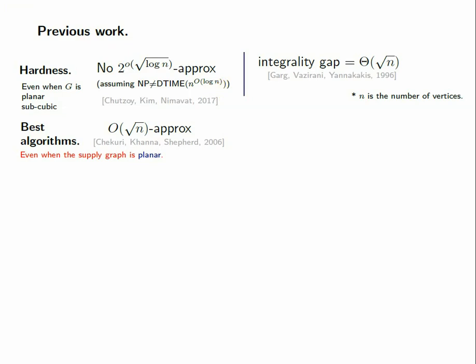One other difficult aspect of this problem is that the integrality gap of its natural LP formulation can be as large as the square root of the number of vertices. This last bound is also the best known approximation ratio, even when the supply graph is planar.